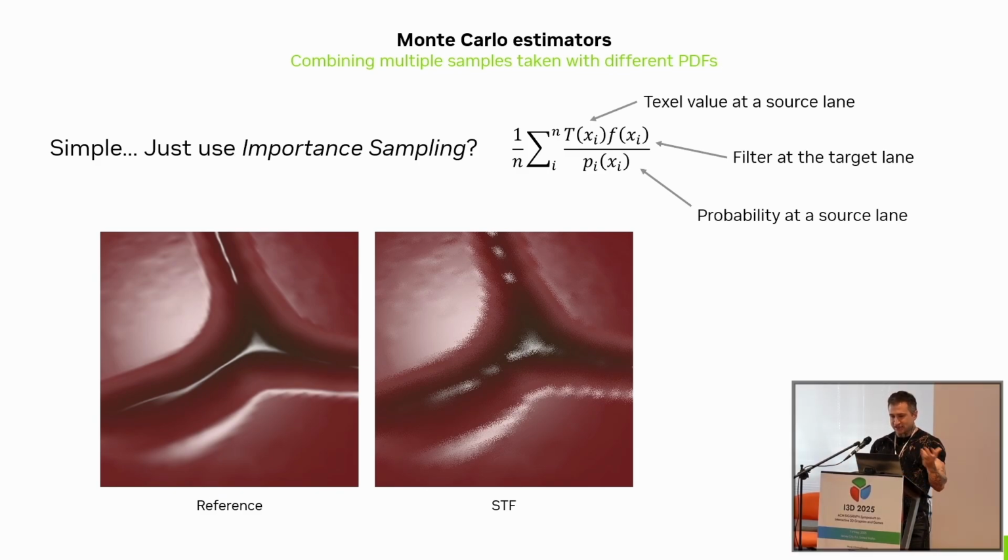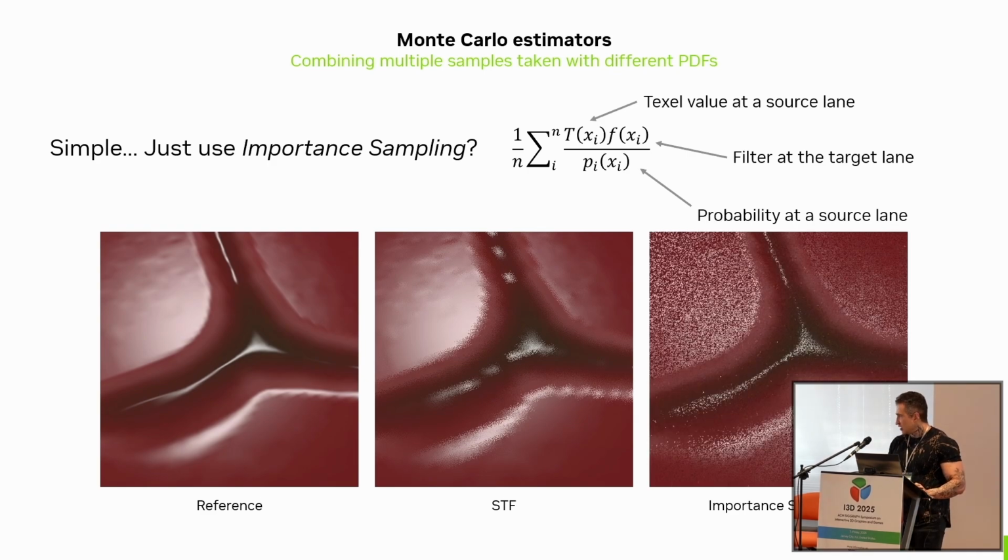So we take the text cell value times the filter function divided by the probability of taking the sample, and we do a sum over all the incoming lanes. And this importance sampling estimator, if we have only one lane, the target lane and the source lane, the filter function is the same as probability, they cancel each other out, and we end up with vanilla STF. However, when we try to apply this for collecting multiple samples from neighboring lanes, the results don't look great.